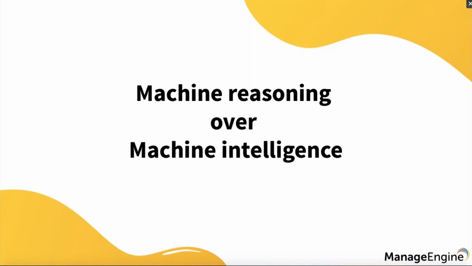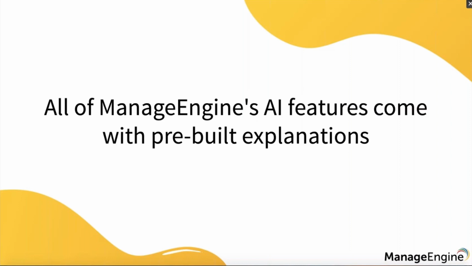But now it has to be machine reasoning because an AI is able to take decisions, and without reasons, nobody is going to trust it like any other human. So at ManageEngine, all of our AI features come with an explanation engine. We have seen the usage go up dramatically when the AI decision is supported by an explanation.